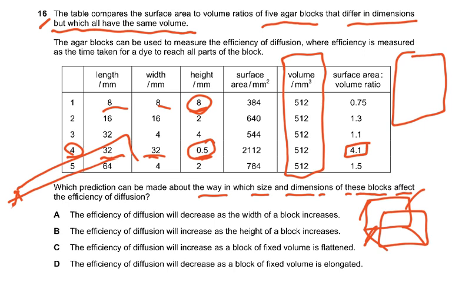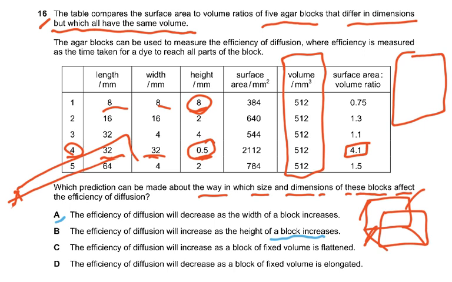A. The efficiency of diffusion will decrease as the width of the block increases. B. The efficiency of diffusion will increase as the height of a block increases. C. The efficiency of diffusion will increase as a block of fixed volume is flattened. D. The efficiency of diffusion will decrease as a block of fixed volume is elongated.